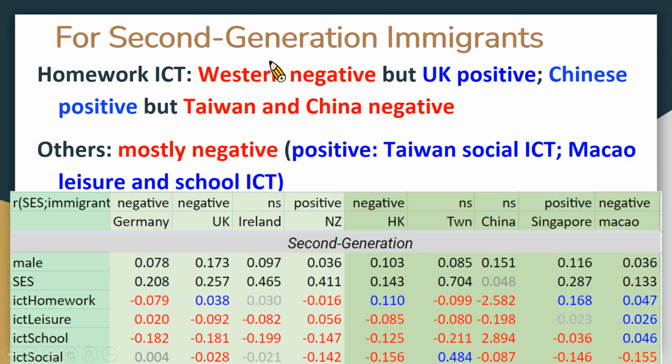For second-generation immigrants, homework ICT use, just like the natives, is mostly negative. Chinese are positive, but UK becomes positive and Taiwan and China become negative. For others, it's also mostly negative. Some become positive: Taiwan social ICT use, and Macau leisure and school ICT use.